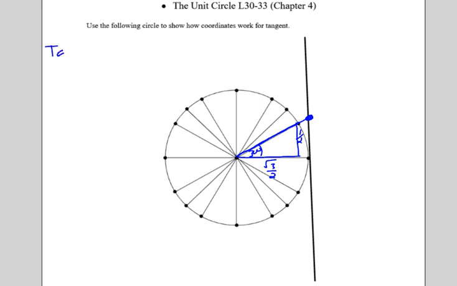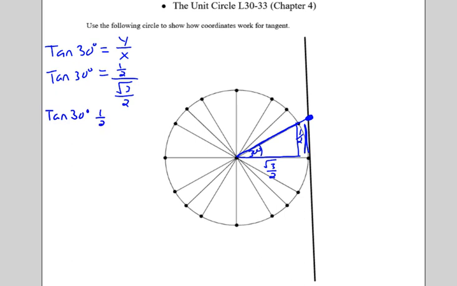If I went tan of 30 degrees, and I want to get this exact answer, I can say it's going to be opposite over adjacent, or y over x. So tan 30 degrees is equal to my y value, which is a half, over root 3 over 2. Remembering, dividing by a fraction is the same as multiplying by the reciprocal. So we could say tan 30 degrees is equal to 1/2 times 2 over root 3. And then our 2's cancel.